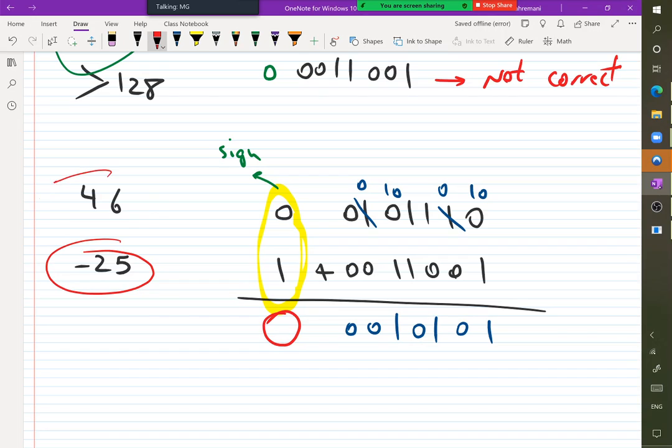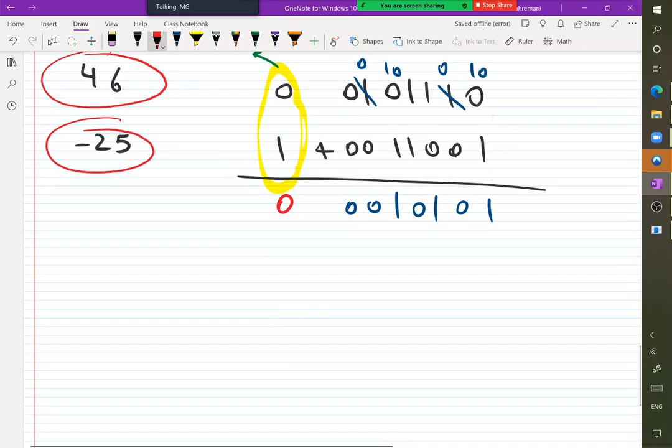We look at the two numbers and we apply the sign of the bigger number. Which one has a bigger amplitude, 46 or 25? Of course 46, regardless of the positive or negative, just absolute value. 46 is positive, so we consider positive. So this one is the answer. Okay, so we did the subtraction. Any question?